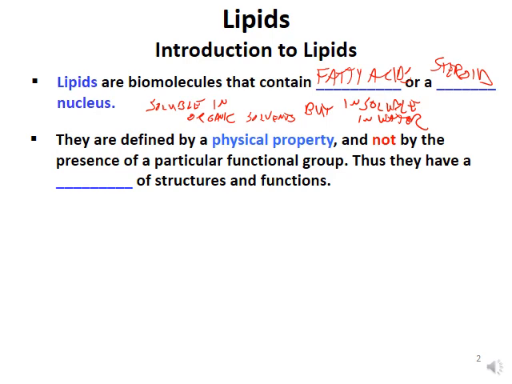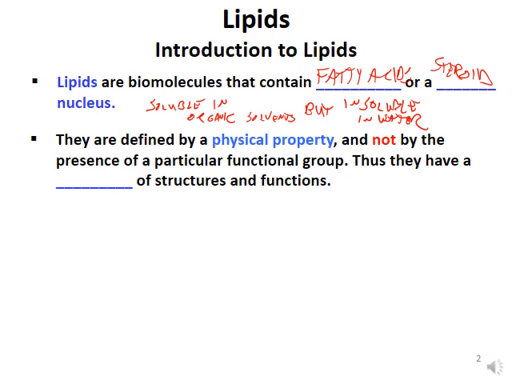Lipids are defined by a physical property, not by a particular functional group. It's more about how they're put together rather than one particular functional group. Everything else that we've talked about, alcohols, ethers, amides, carboxylic acids, amines, all of these were particular functional groups. But we'll learn as we look that fatty acids and steroids aren't defined by a particular functional group. And we'll find that with a whole lot of biological molecules as we go.